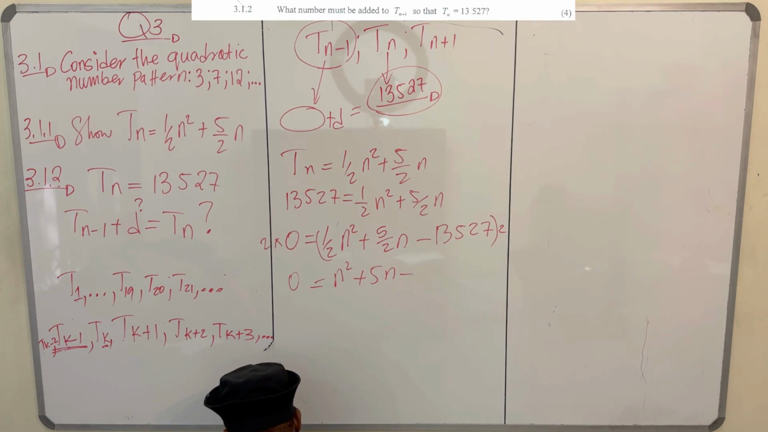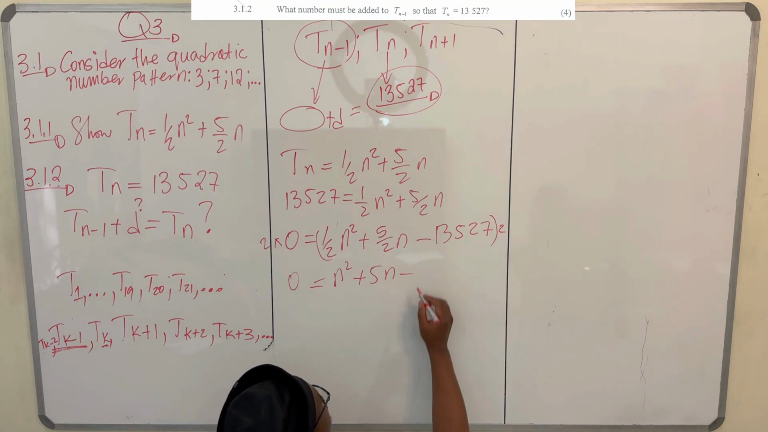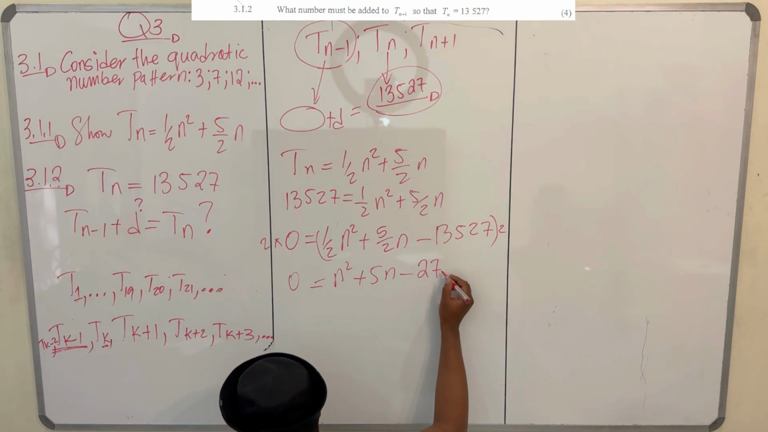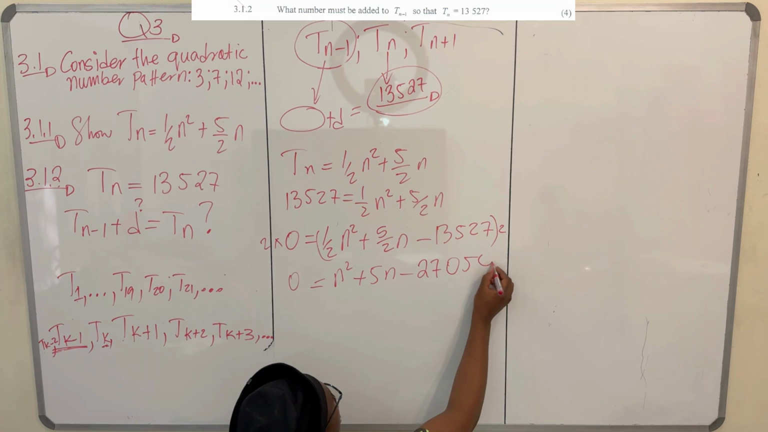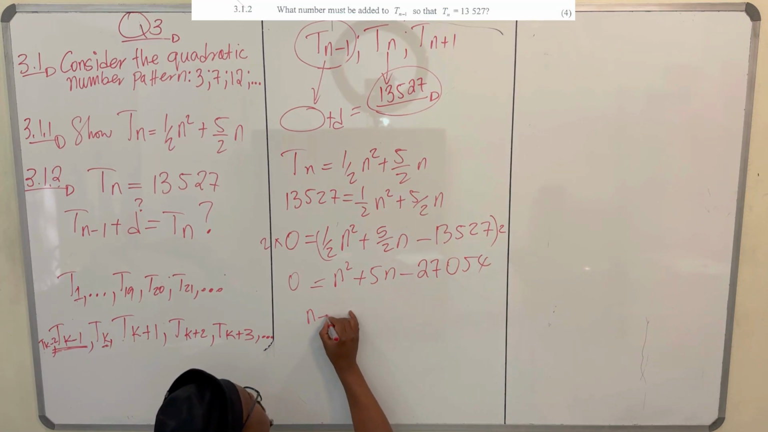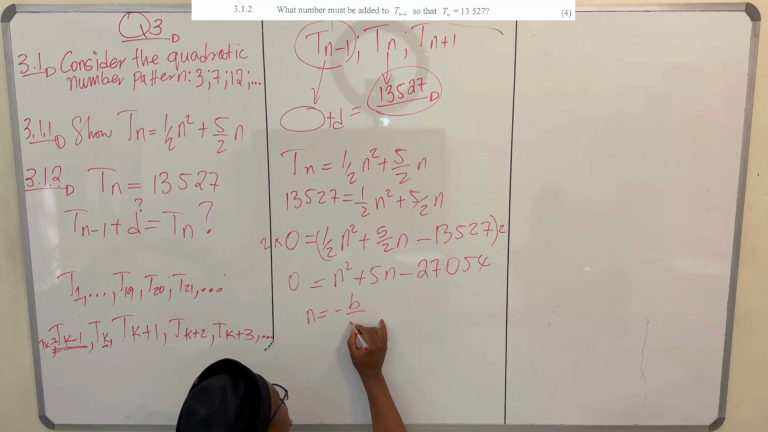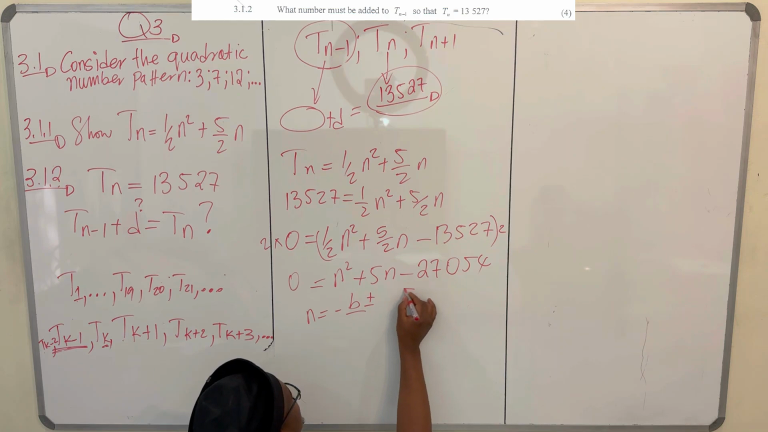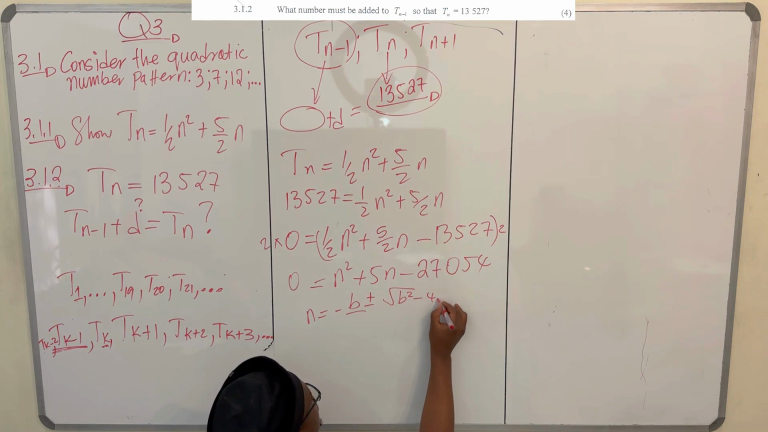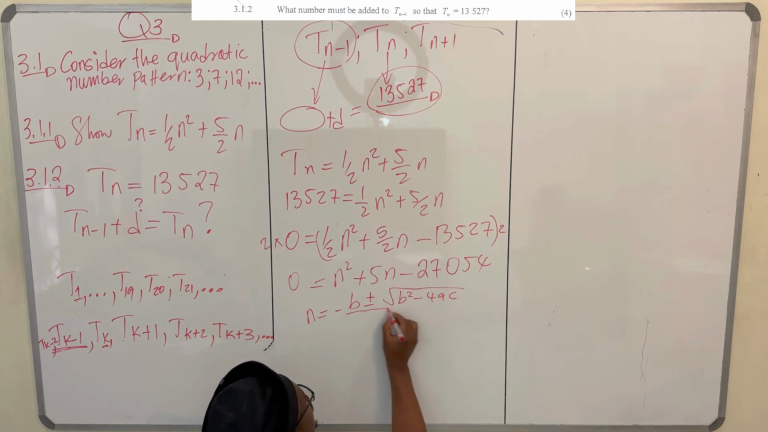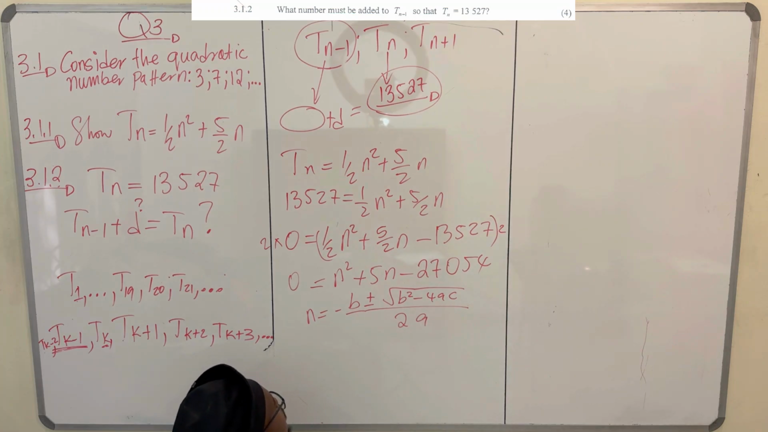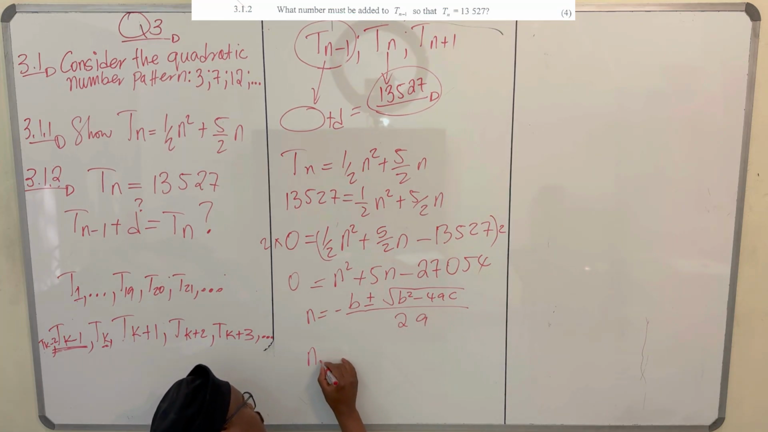13,527 times 2. You get that your answer is 27,054. So you can find the value of n. So n is equal to negative b over 2a, or negative b plus or minus the square root of b squared minus 4ac all over 2a. So our n is equal to negative b.